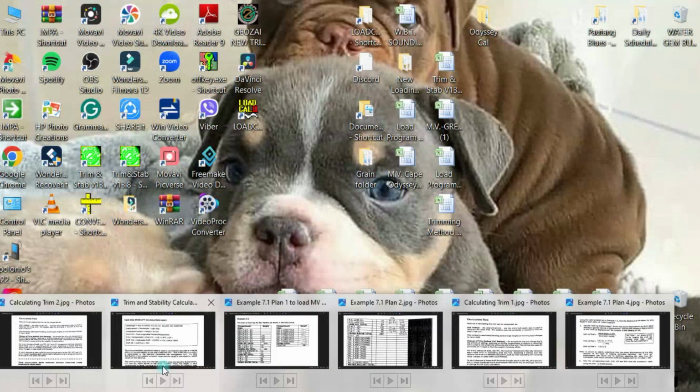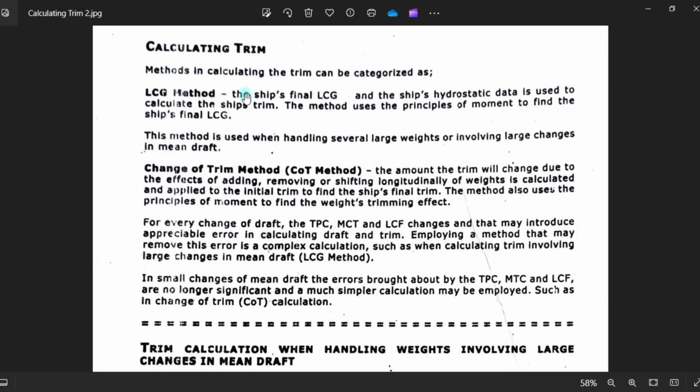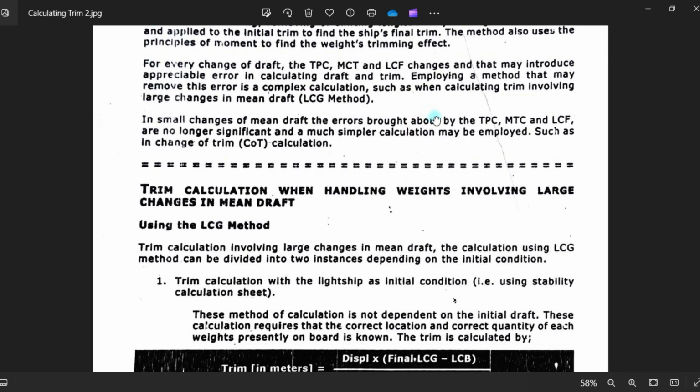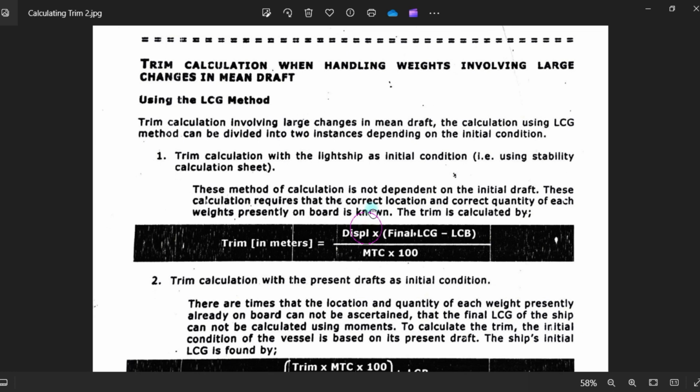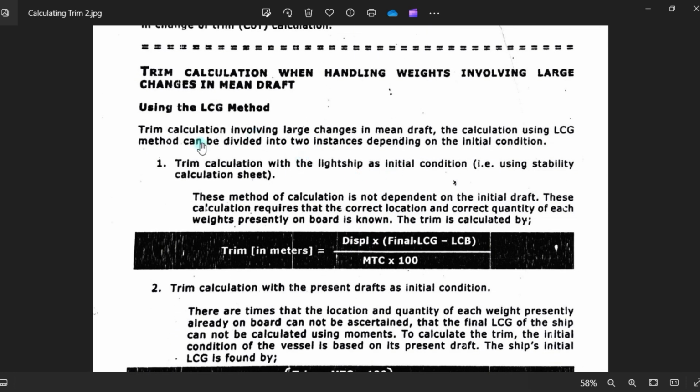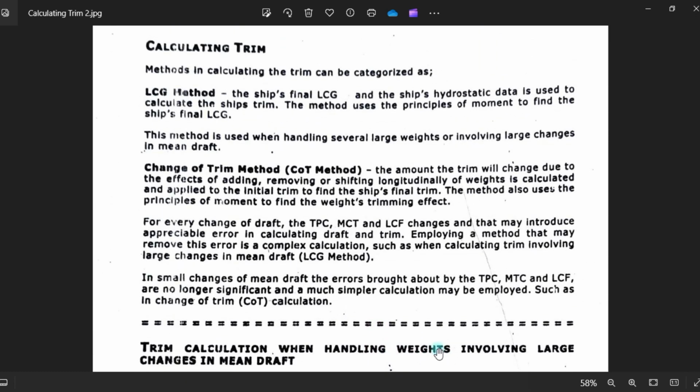And here will be the trim calculation. There are two methods, the LCG method and the change of trim method. So trim calculation when handling weights involving large changes in mean draft uses the LCG method, and this is the formula, guys. So you can read this one on the later part of the video.